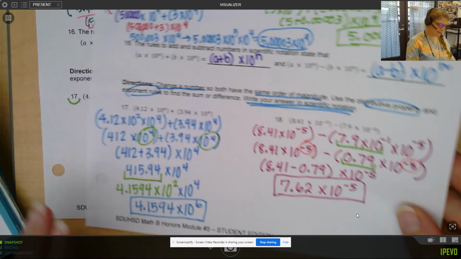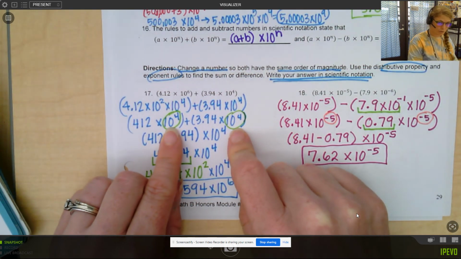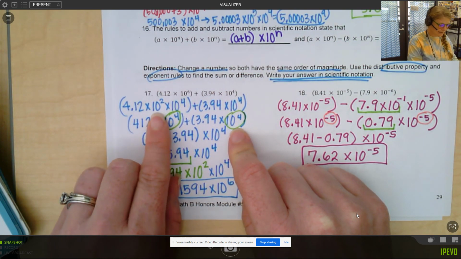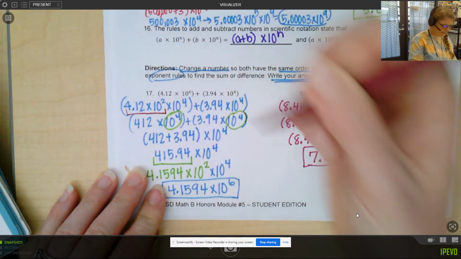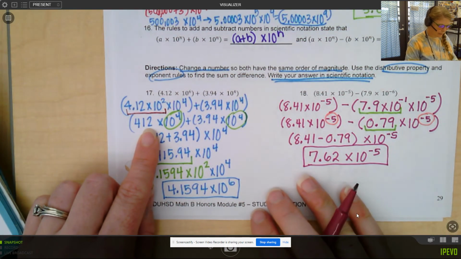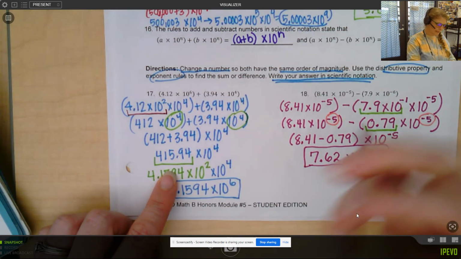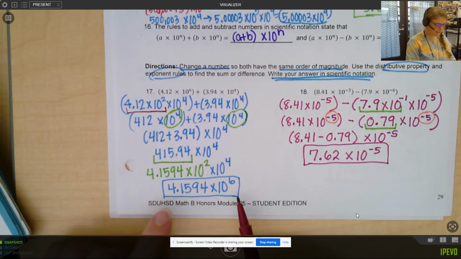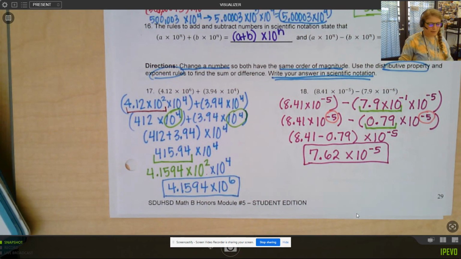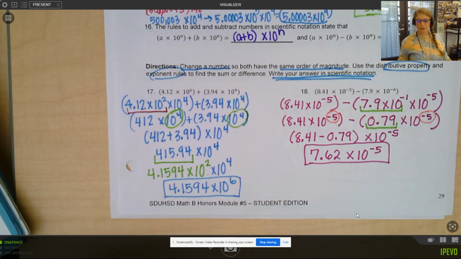Okay, so taking a look at 17, I decided to rewrite them both with the power of 10 to the 4th. So from here, I rewrote 10 to the 6th as 10 to the 2nd times 10 to the 4th. I noticed that 4.12 times 10 to the 2nd is 412. So then when I added these together, I got 415.94 times 10 to the 4th. And then I had to rewrite that in scientific notation, add my exponents, and I got 4.1594 times 10 to the 6th power. Again, you don't want to lose any of those digits. They are really important to the final value of your number.